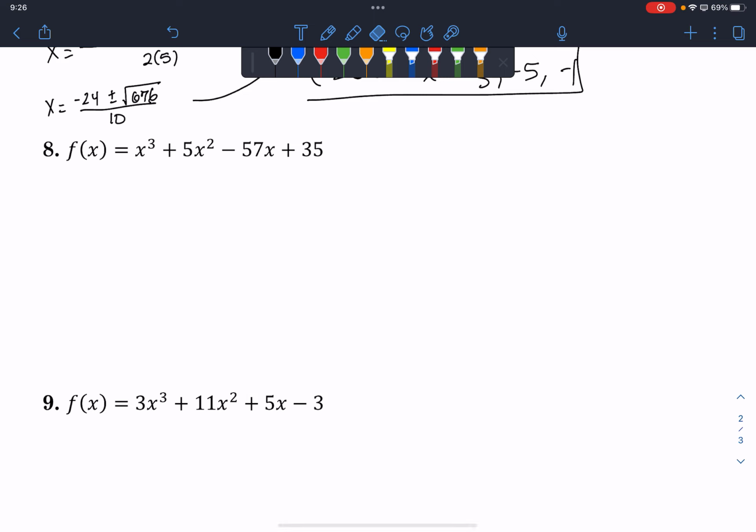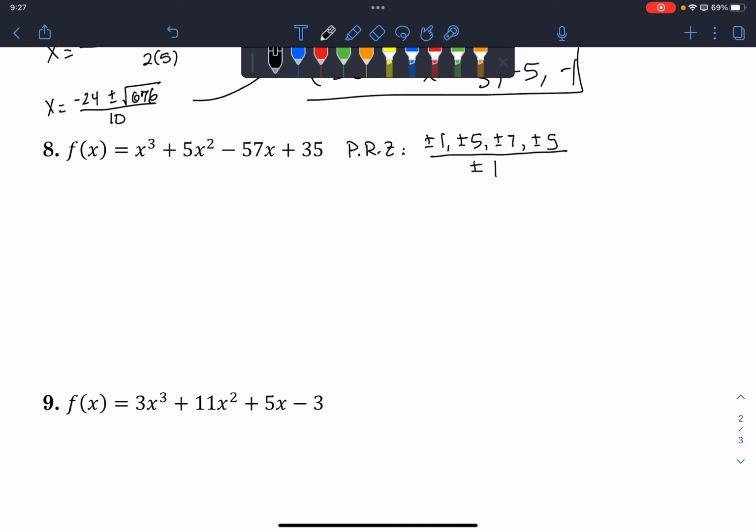Now the list of possible rational zeros for number 8 starts by getting the factors of 35, which is going to be a little long list. So we have 1, 5, 7, and 35, and they're going to be divided again by the leading coefficient, which in this case is finally going to be 1 again. All right, so let's see what possible numbers can work.